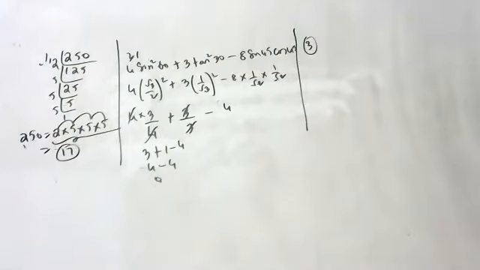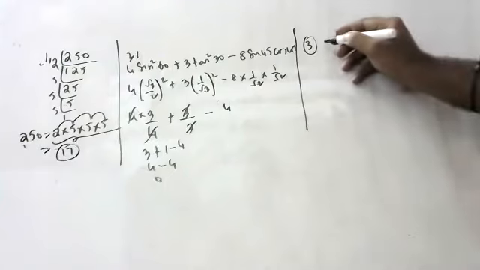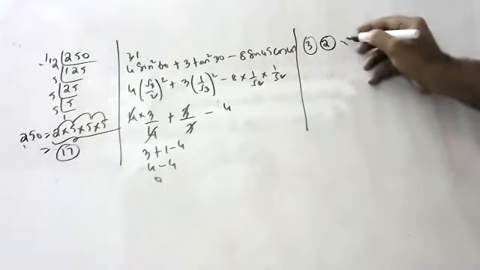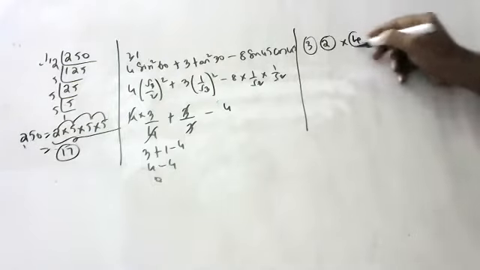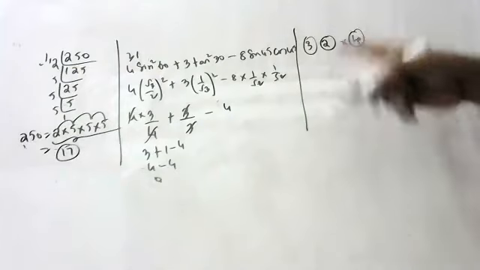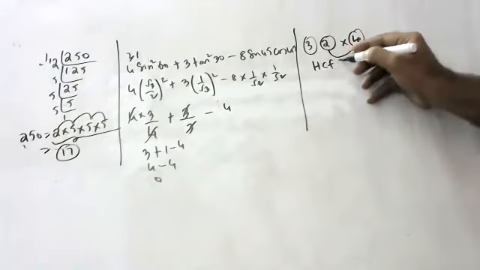Third question. What is the HCF of the smallest prime number and the smallest composite number? What is the smallest prime number? 2. What is the smallest composite number? 4. 1 or 4? Sir, 1 is neither prime nor composite. So the smallest composite number is 4. What is the HCF of these two? HCF is 2.